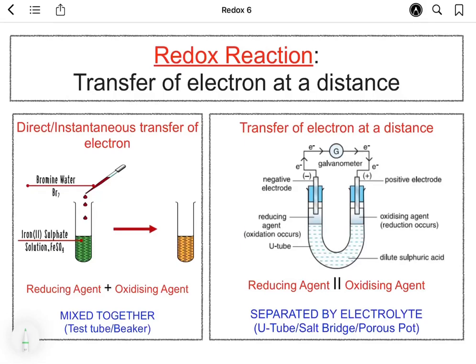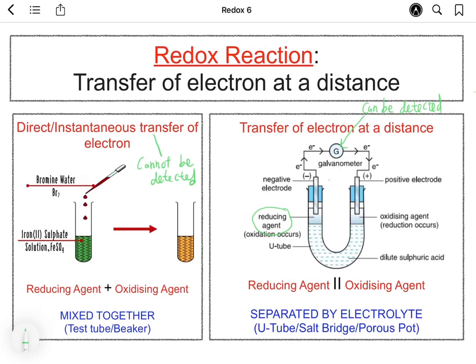Hi, today we will discuss another example of redox reaction, transfer of electron at a distance. In all redox reactions, electrons are transferred from the reducing agent to the oxidizing agent. All of the examples we discussed before involve direct transfer of electron, where the reducing agent and oxidizing agent are mixed together. All involve transfer of electron that occurs quickly, and this transfer of electron cannot be detected.